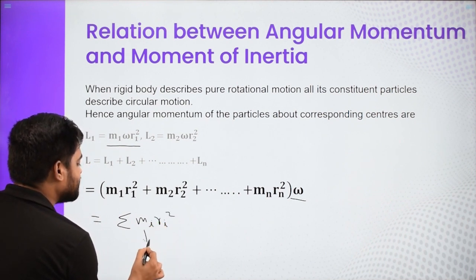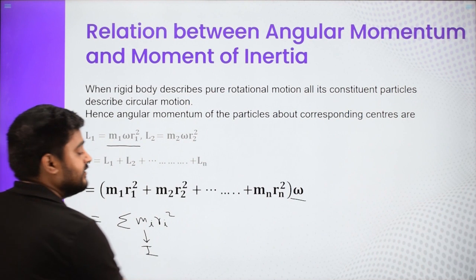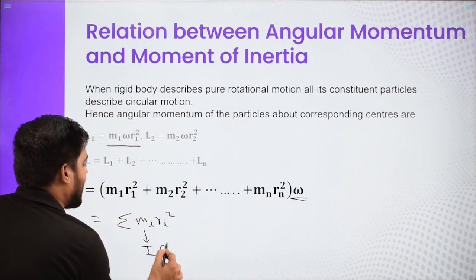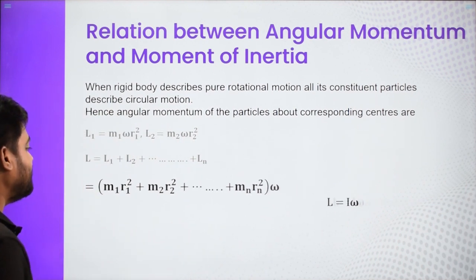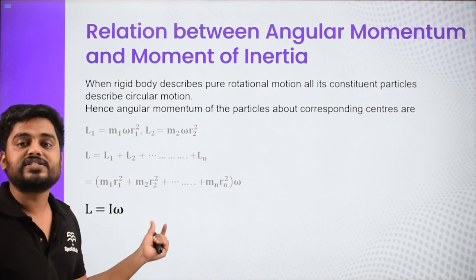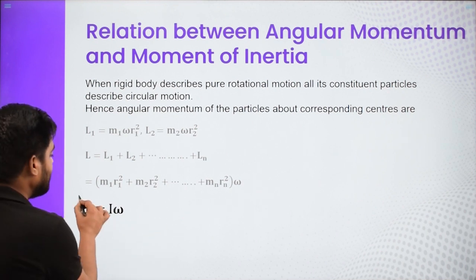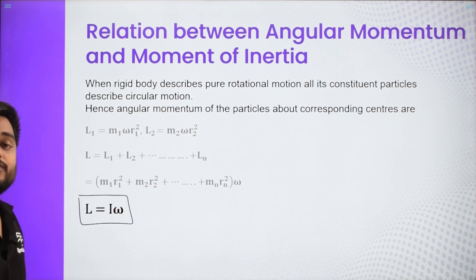Isn't that the moment of inertia? And this is basically I omega. So when we solve this, we get the relationship L equals I omega. And this is again an important relationship which we need to remember.